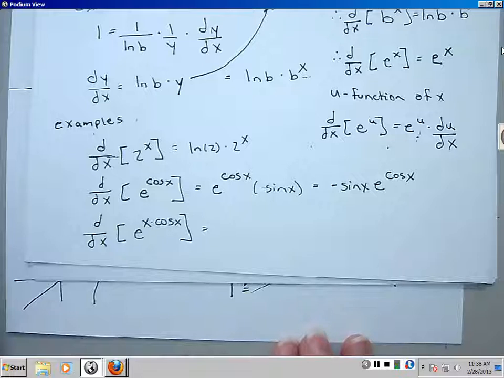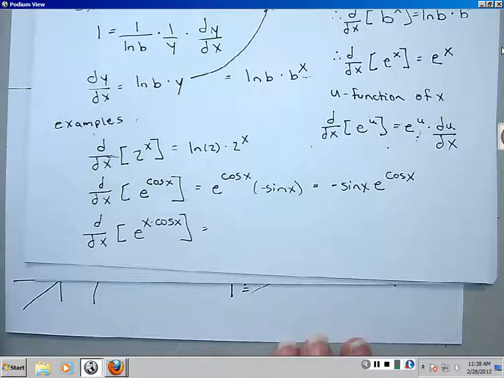Question? I have a quick question. Can you still put that e to the cosine of x into the original ln of e? You can. You can do logarithmic differentiation and pull that down. And I can do an example of that. I'll do an example and show you it's going to be the same thing.